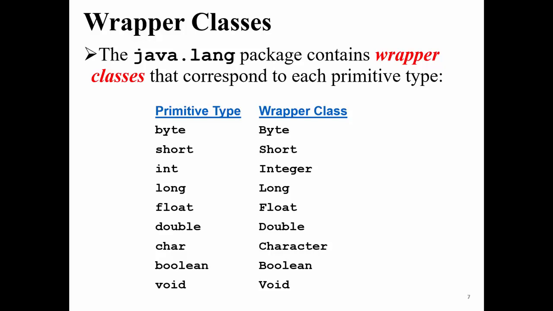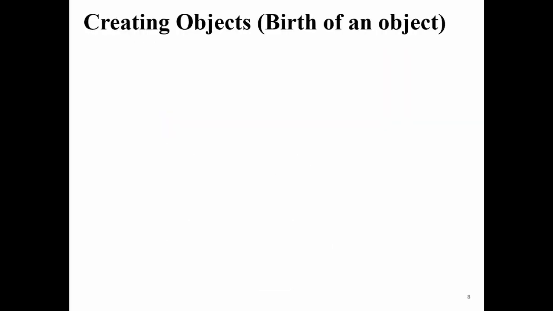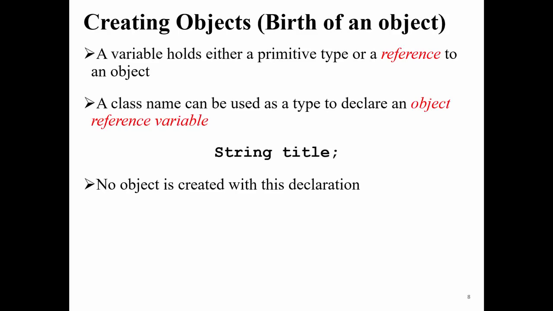This allows us to use these primitive data types for collections. But after they decide to do this, we need to know how we're going to create objects, how the object is created and how the object dies. Java has a garbage collector mechanism that will take care of any unreferenced object in your program and destroy it, and if you need it, we retrieve it back. So a variable holds either a primitive data type or a reference to an object.